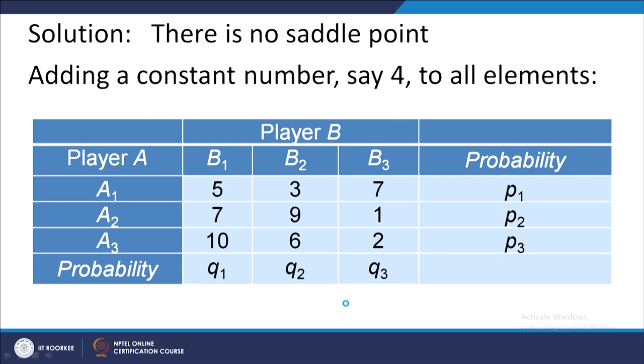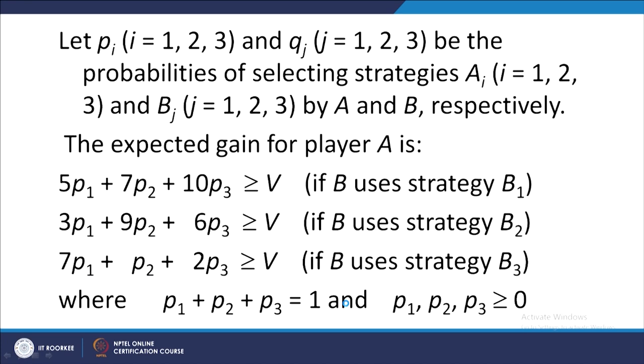Now let us call the probabilities of A1, A2, A3 as P1, P2, P3, and similarly the probabilities corresponding to the strategies B1, B2, B3 as Q1, Q2, Q3. So let Pi and Qj be the probabilities of selecting the strategies Ai, i goes from 1 to 3 and Bj, where j goes from 1 to 3 by the two players A and B respectively. Then according to our method, the expected gain for the player A can be written as 5P1 plus 7P2 plus 10P3, which is greater than or equal to V.